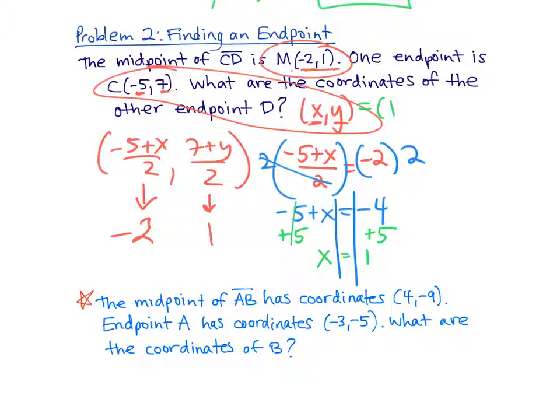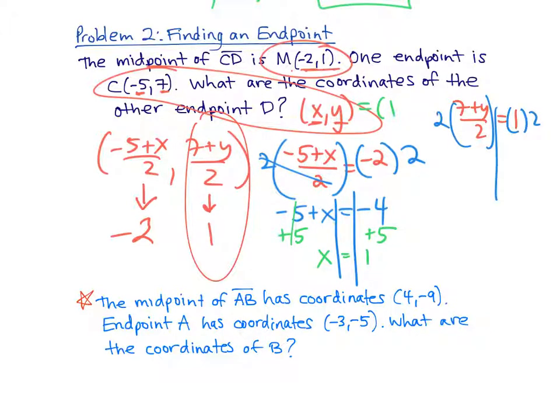And then we're going to do this again for the y. This says (7 plus y) over 2 equals 1. We want to get y alone, so we're going to undo this divide by 2 by doing the opposite and multiply by 2 on both sides. Here's my railroad tracks. This cancels. 7 plus y equals 1 times 2, which is 2.